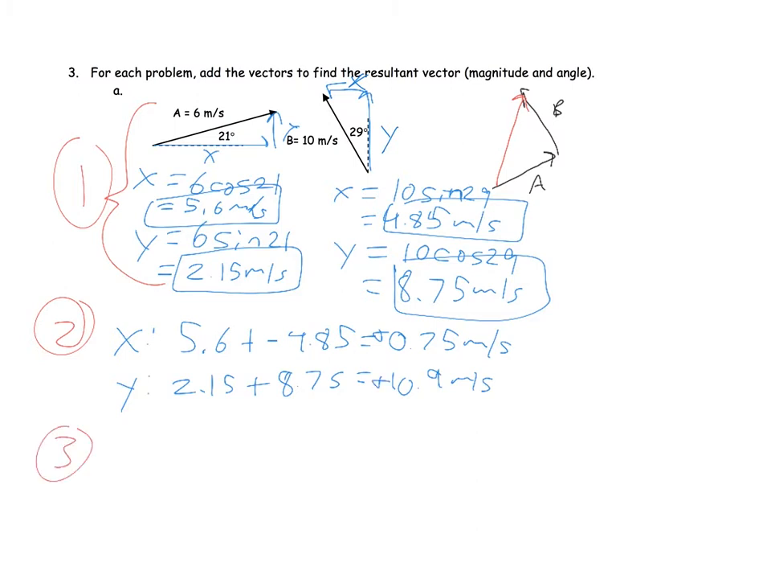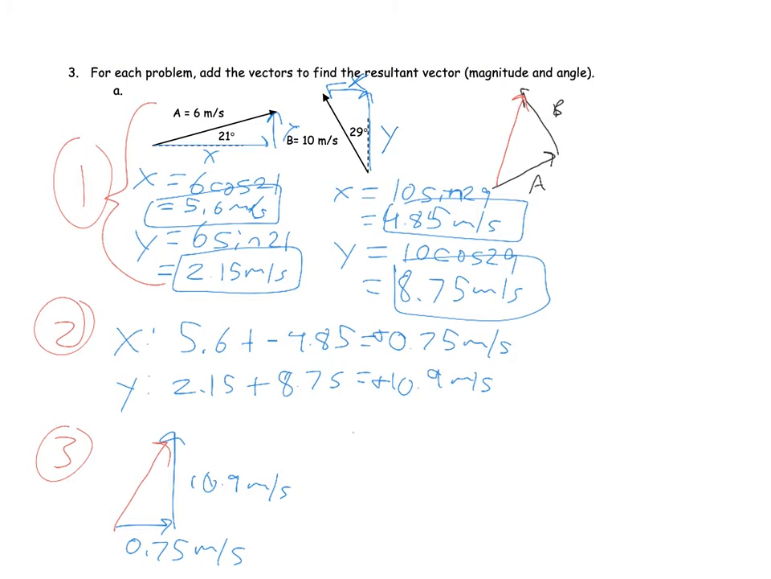The final step here now is to draw these two vectors and put them back together. So I'm going to draw my x first. I always draw my x first, although you certainly don't have to. 0.75 meters per second east. And then I'm going to draw my y, 10.9. Like I said, you could have drawn the y first and then the x, but we do need that tip to tail to be true. You've got to draw the second vector from the end of the first.